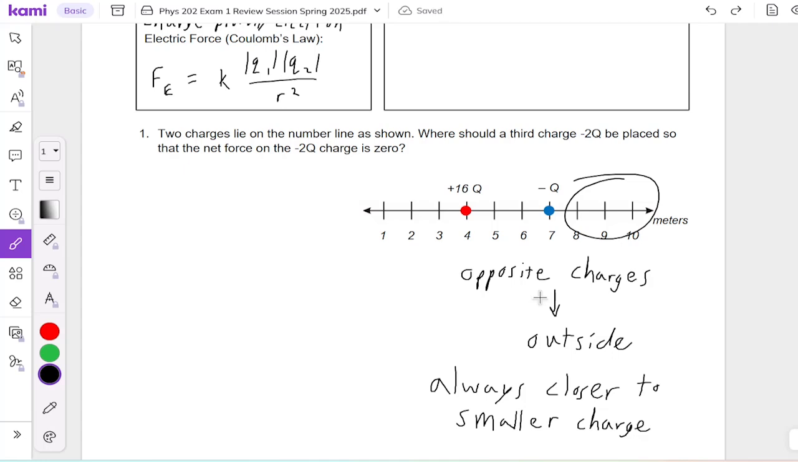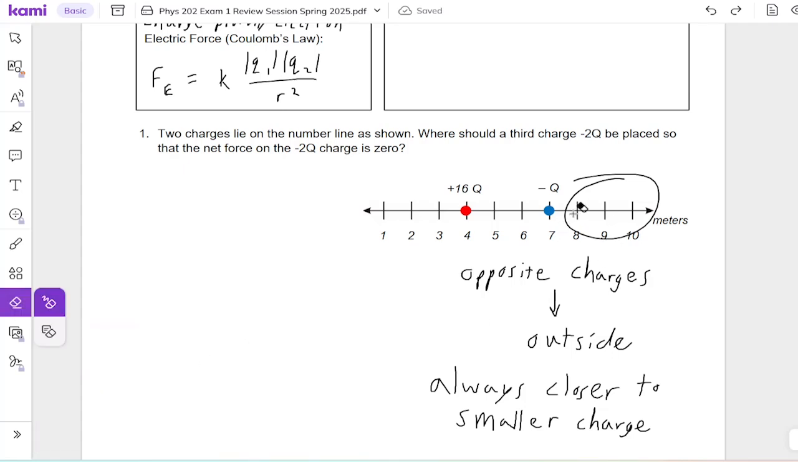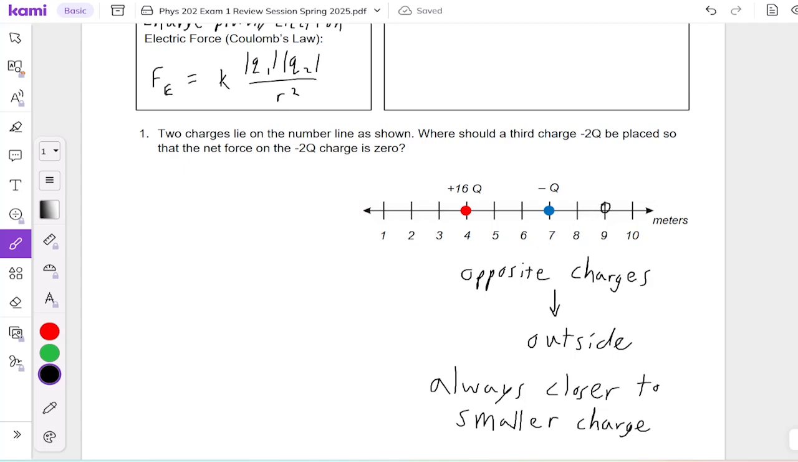Great start. The next thing I'm going to do is, this has to be a net force of 0, right? So first, let me just put a dot. This is where my charge will go. I don't know if it's at 9 exactly, I'm just putting it somewhere. Here's negative 2q. This distance I will call d, and that makes this distance, it's the distance from 4 to 7, so that distance is 3. So distance to the negative q is d. Distance to the positive 16q, that's actually going to be 3 plus d, right? I have to add the two distances together.